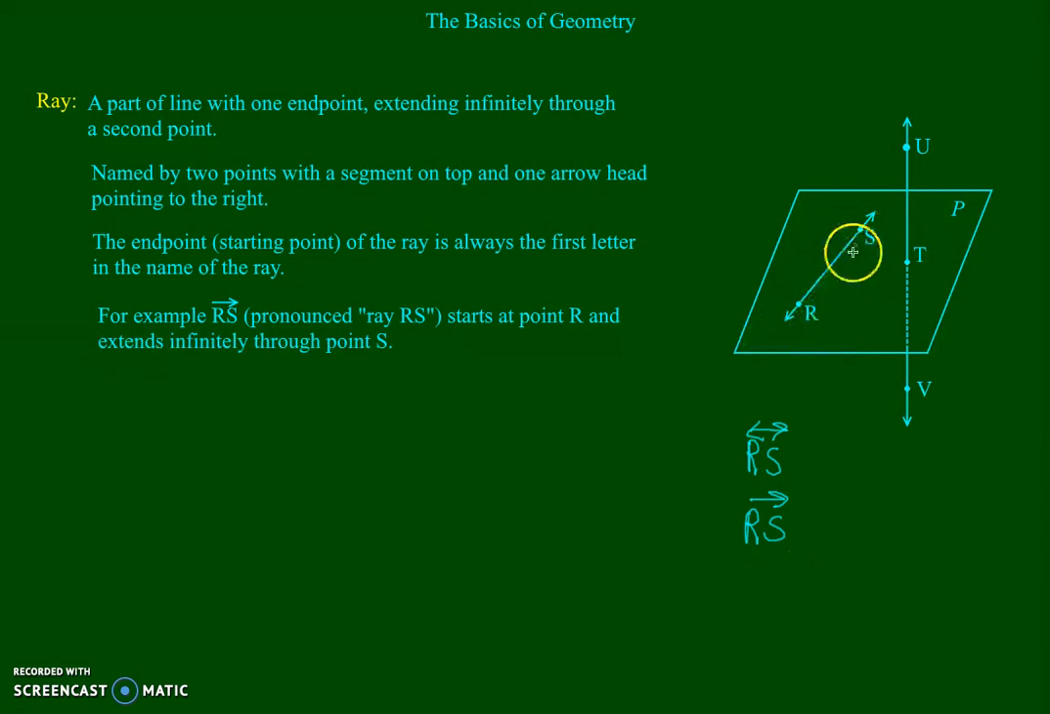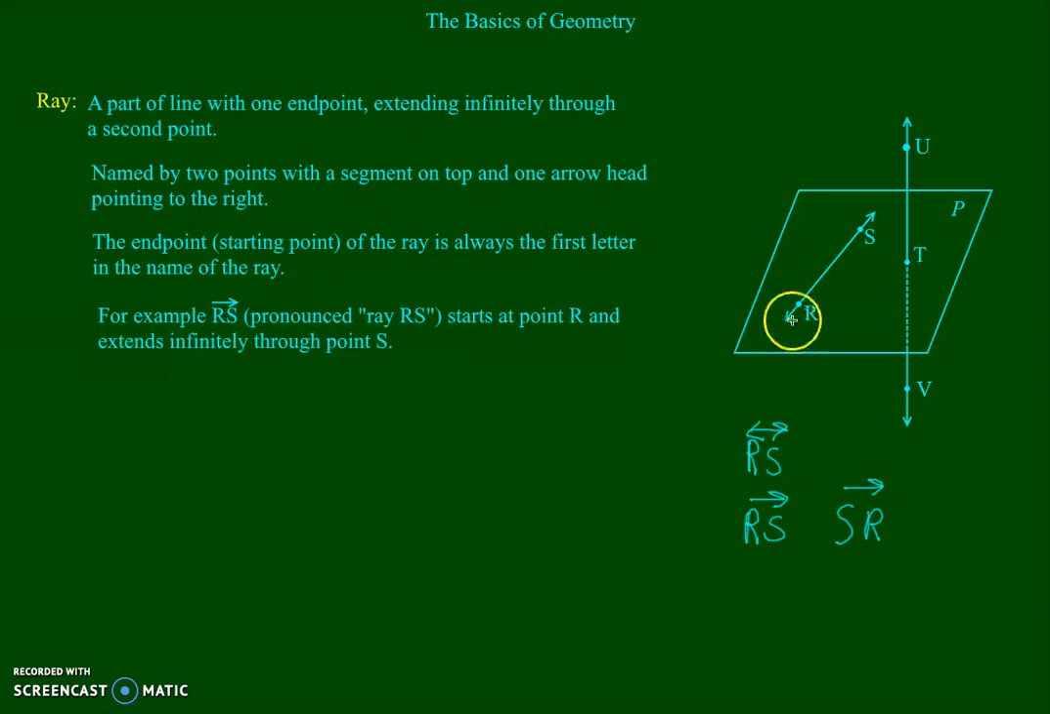Now if I wanted to go in the opposite direction and say ray SR, it would be this. That is, S is our endpoint, and we extend infinitely through R. Start at S, extend infinitely through R. The difference between these two is that this ray, SR, does not contain any of the points to the right and above point S, whereas ray RS doesn't contain any of these points. So there's a specific distinction between these 2 rays. They are not the same. So don't make that mistake.